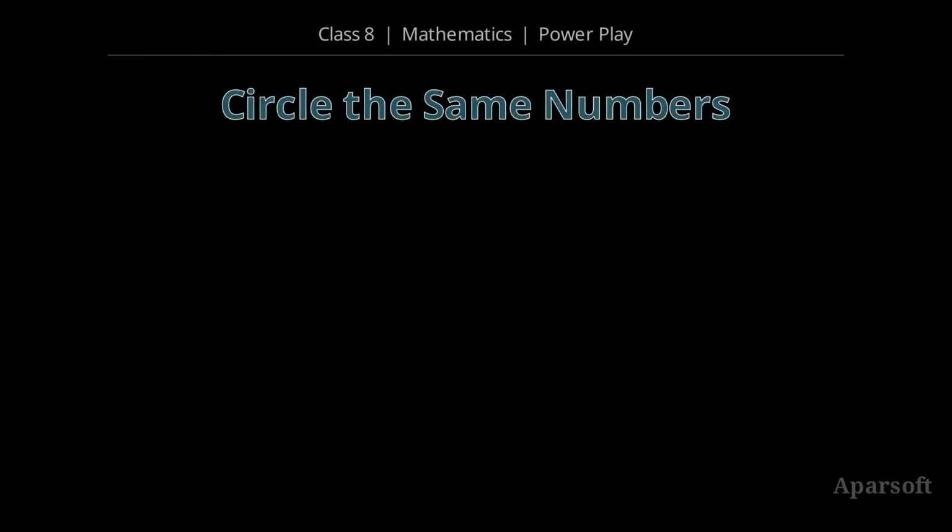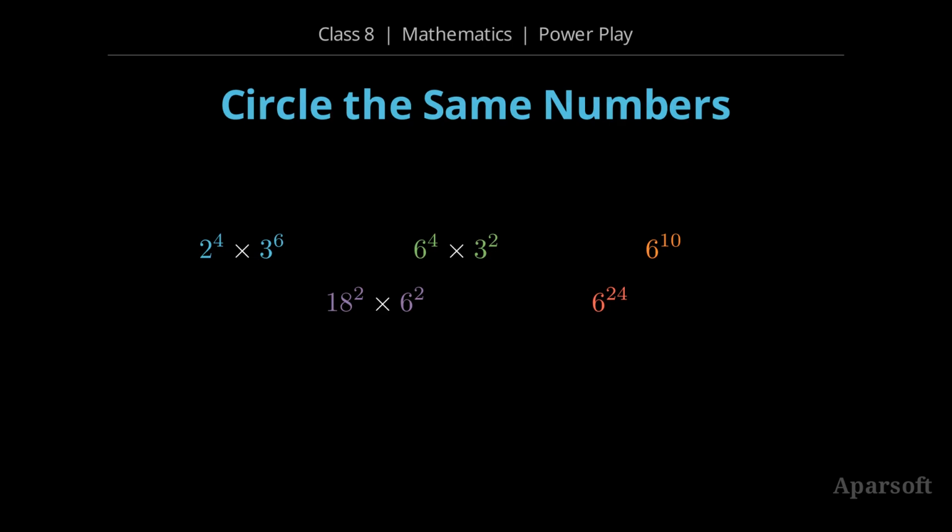Today we have a fascinating puzzle. 2 to the 4 times 3 to the 6, 6 to the 4 times 3 squared, 6 to the 10, 18 squared times 6 squared, and 6 to the 24. They all look completely different, right? But some of them are actually the same number in disguise.